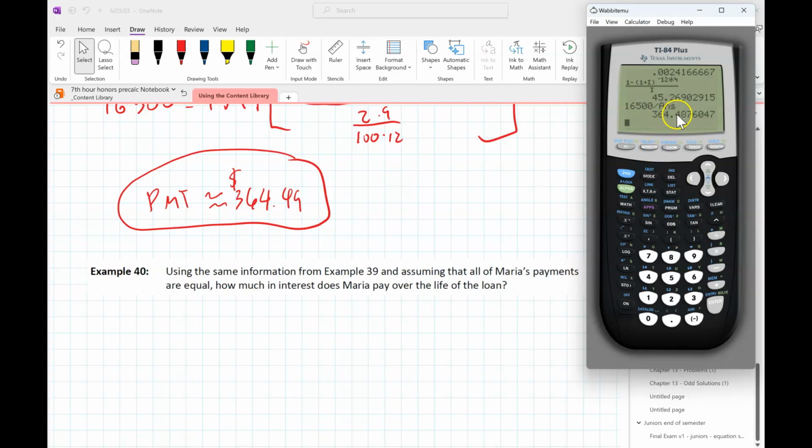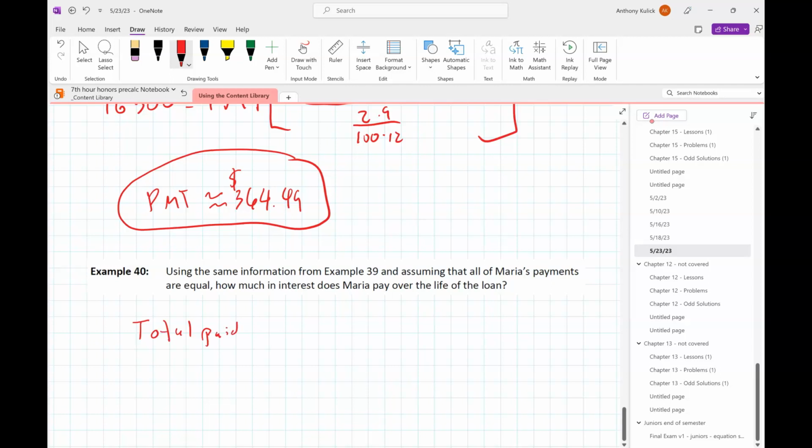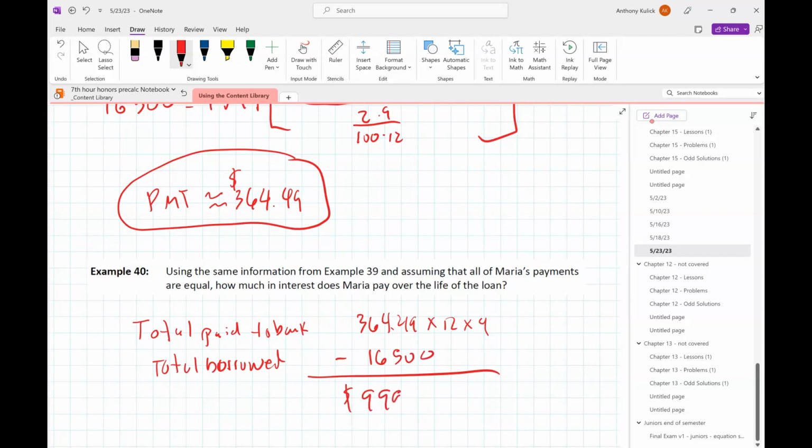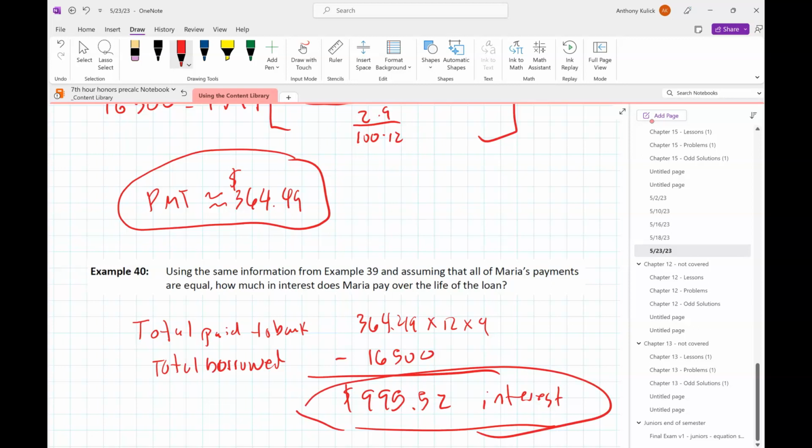So I'm going to take the monthly payment, right? That I do every month for 4 years. That's how much we ended up paying to the bank, right? How much did we borrow from the bank? $16,500. So what was the interest then? The difference between those two, right? Everybody cool with that?